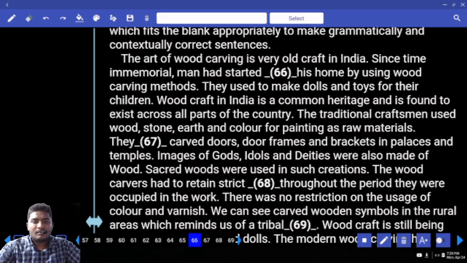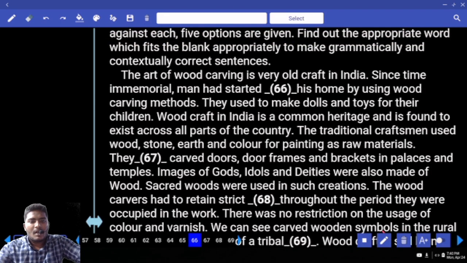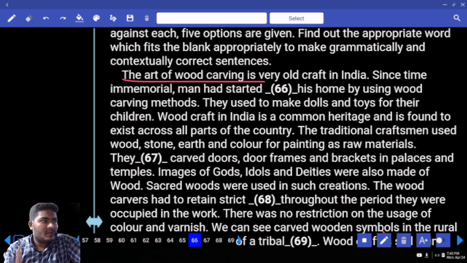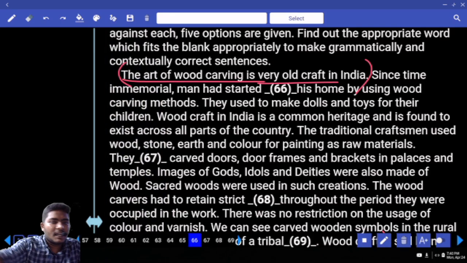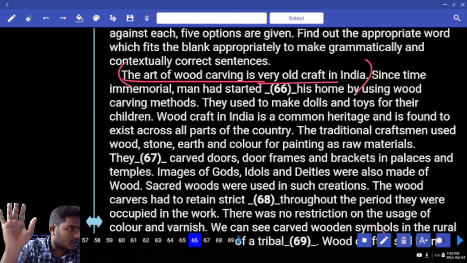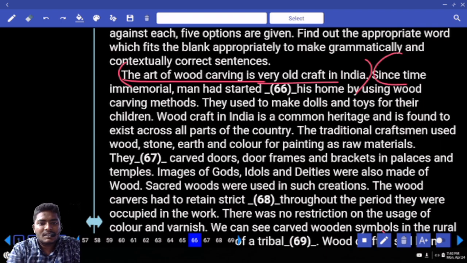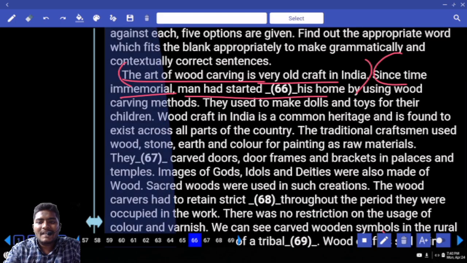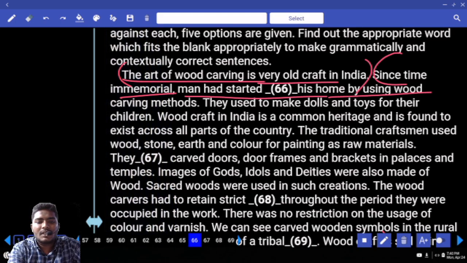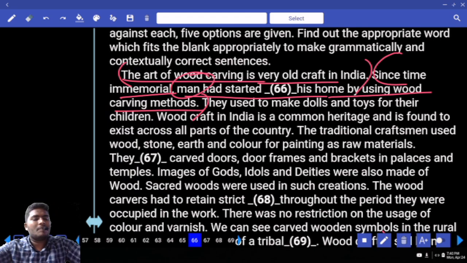Okay. Now, let us look at the first one. The art of wood carving. I will be very quick in reading. Please try to catch my speed. The art of wood carving is a very old craft in India. Positive or negative? We are speaking about some art, which is wood art. This is a skill. Since time immemorial, man has started decorating his home by using wood carving methods. Now tell me, what do you mean by man here?